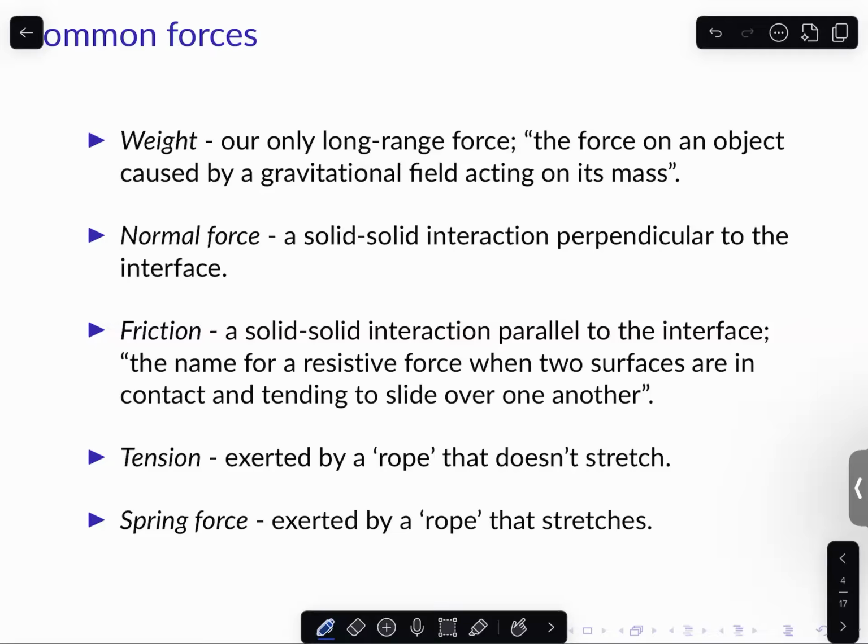Normal force is very common, but normal does not mean always. Normal does not mean everyday. Normal does not mean typical. Normal means right angles. Friction is parallel to the boundary between two surfaces, the interface.